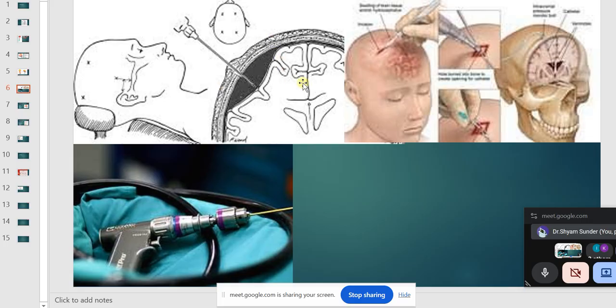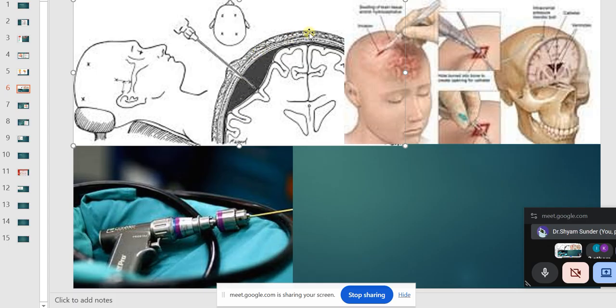So any procedure on the brain involves, first thing, cutting open the skull bone. For that we have CPT codes. If it is a percutaneous approach, a closed approach, they use an instrument called a drill, a burr hole burr. These are the instruments with which they make a hole and take out the blood or biopsy or whatever.